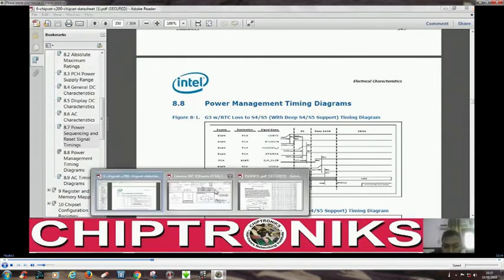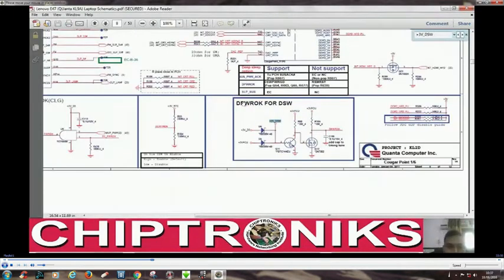DPWROK. Now we'll search DPWROK. As you can see, DPWROK is connected here. Since +3V PCU is there, current will flow here, and as you can see, this is a transistor.